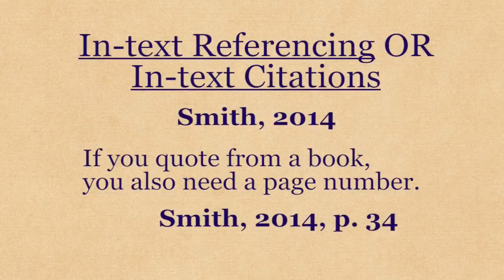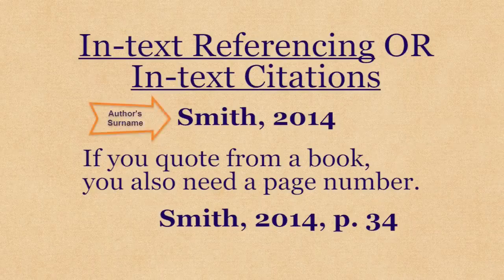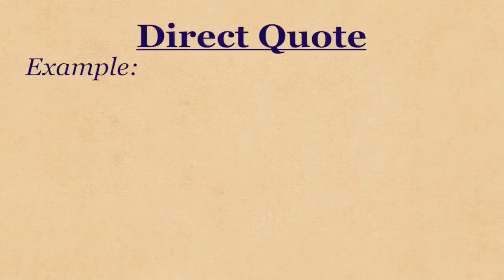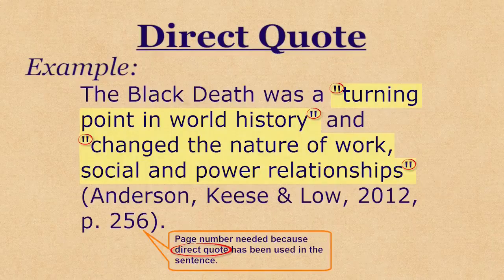You will need to refer to each item from your reference list throughout your assignment as well. This is called in-text referencing or in-text citations. An in-text citation or reference usually contains two pieces of information only: the surname of the author or authors of the source that you are using, and the year of publication. The surname or surnames and the year should be separated by a comma. A page number is also needed if you use a direct quote from a book. That is, if you have used quotation marks to quote words exactly as they appear in your source.